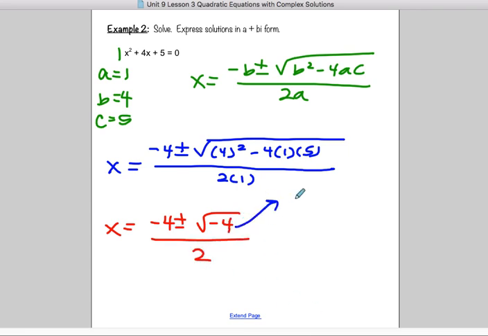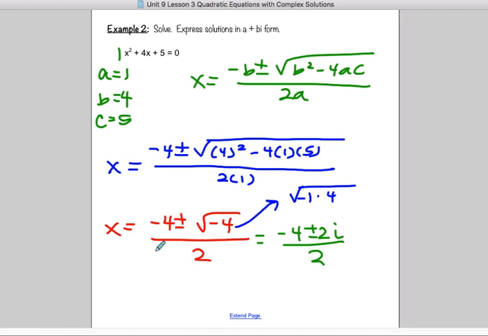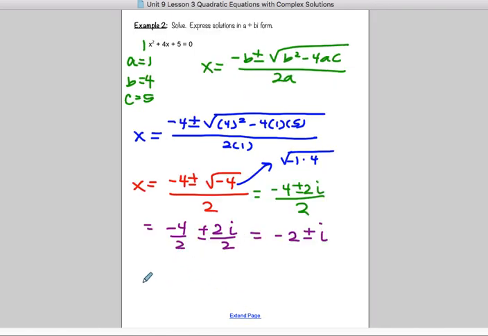Once again, this is really like the square root of negative 1 times 4. So then we will have negative 4 plus or minus. Square root of 4 is 2, square root of negative 1 is i. 2i all over 2. And since it has to be in the form a plus bi, I would divide each part by 2. So we will have negative 4 over 2 plus or minus 2i over 2, which reduces to negative 2 plus or minus i. So our answer is x equals negative 2 plus or minus i.